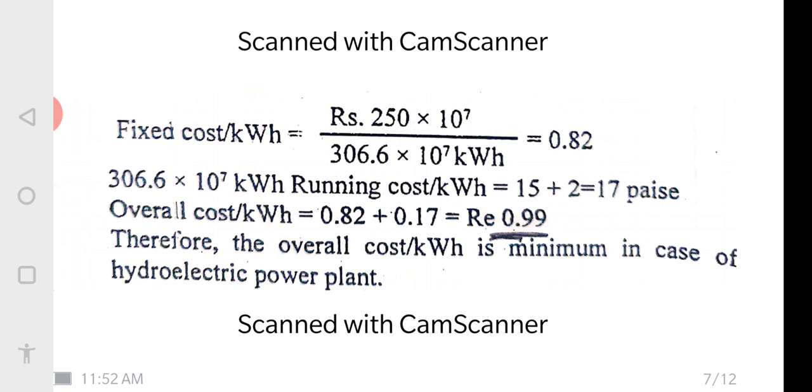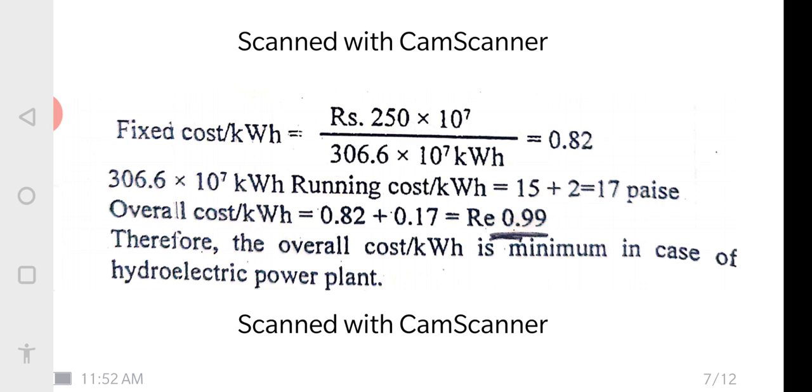Now the fixed cost per unit means for generating 1 unit of electricity, how much is the fixed cost? That is 250 crores, 250 into 10 raised to 7, divided by the number of units generated, that is 306.6 into 10 raised to 7 kilowatt hours. Okay. So this 10 raised to 7 is kilowatt hours. So we get 0.82. This is the fixed cost. Means to generate 1 unit of electricity, the fixed cost in a nuclear power plant is 0.82.